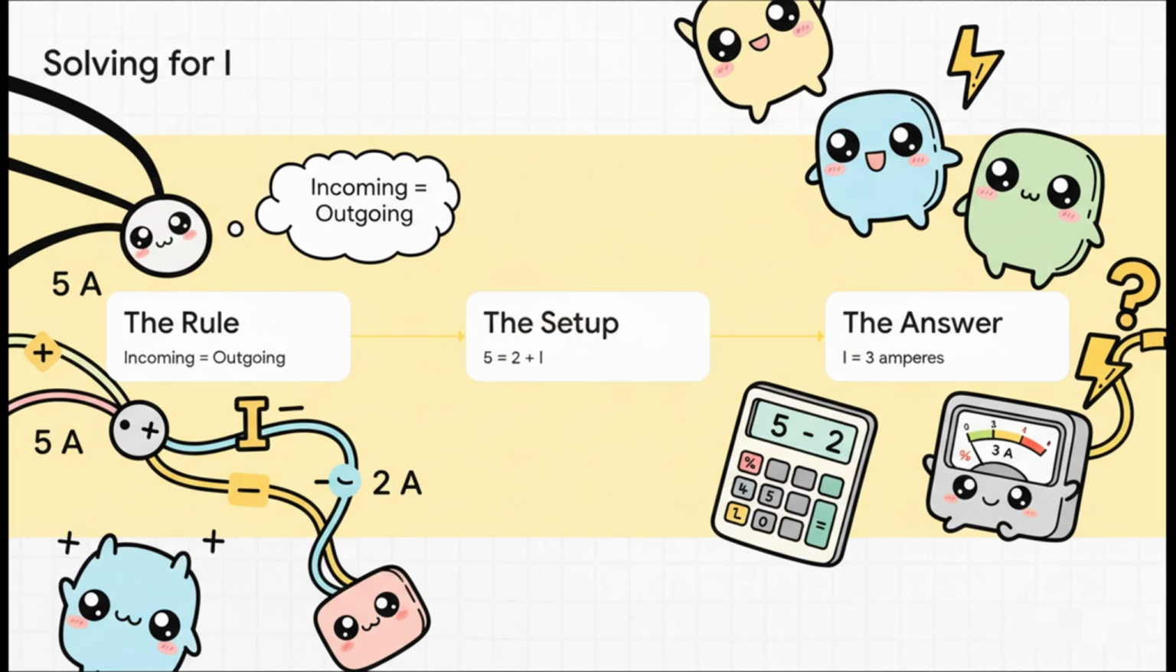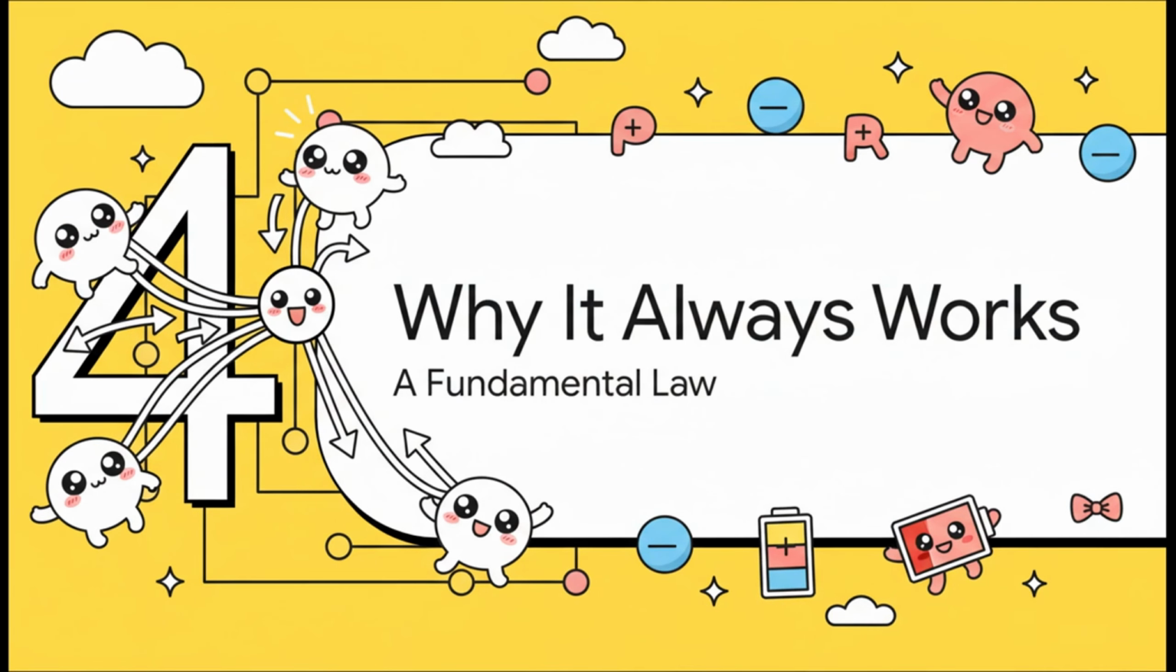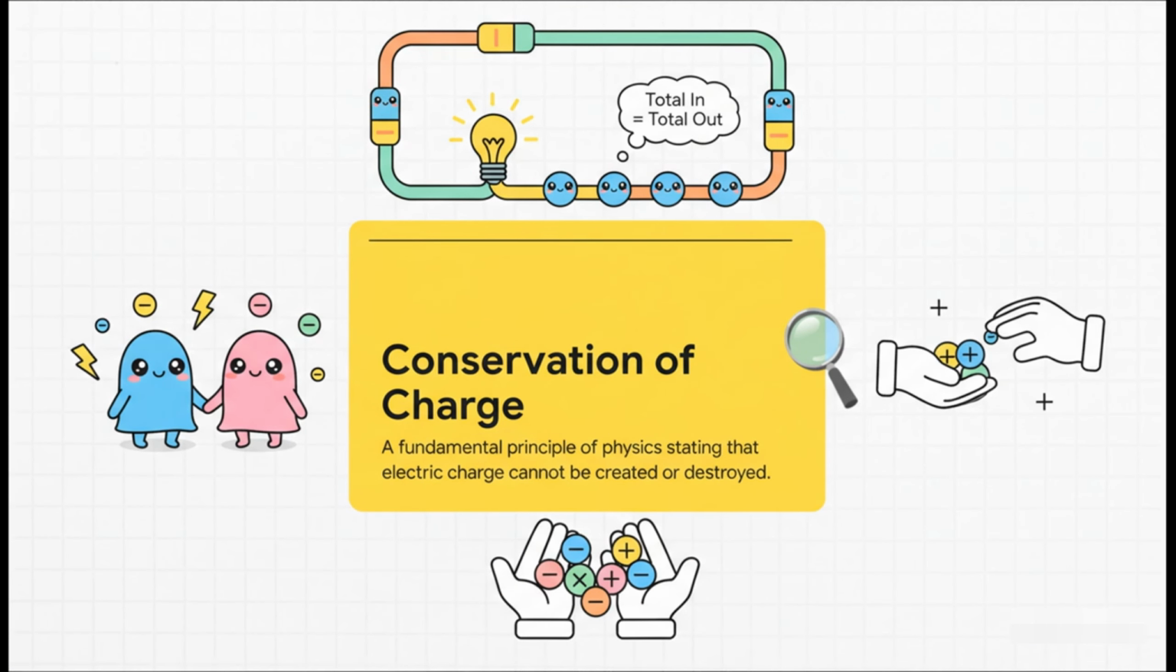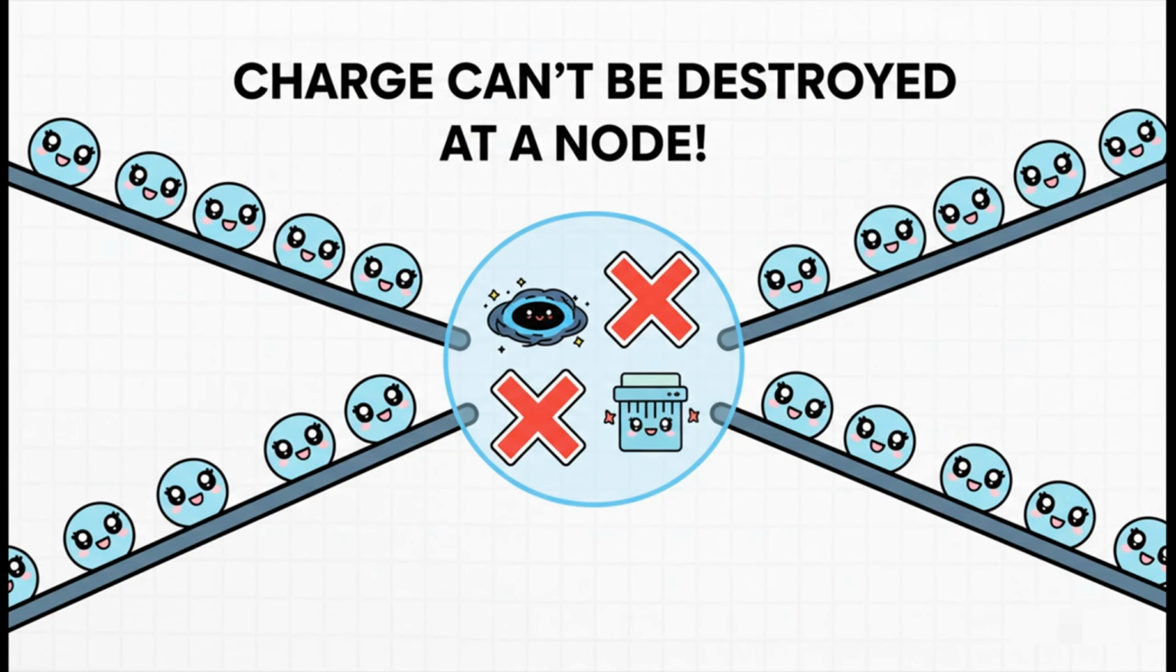See? Simple as that. Okay, so this works for solving problems, but why does it work? Like always, this isn't just a neat little trick. There's a really fundamental law of the universe that makes it true. And it all boils down to this one big idea, the conservation of charge. This is a heavy hitter in physics. It basically says you can't create electric charge from nothing, and you can't just make it disappear. It has to go somewhere. And that's exactly why KCL isn't just a guideline, it's a law.